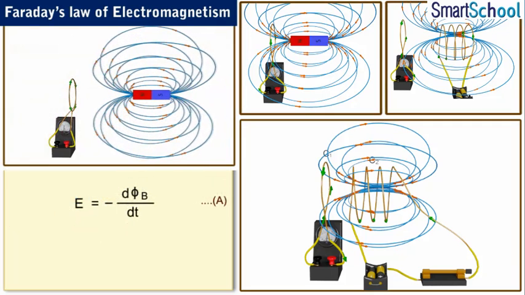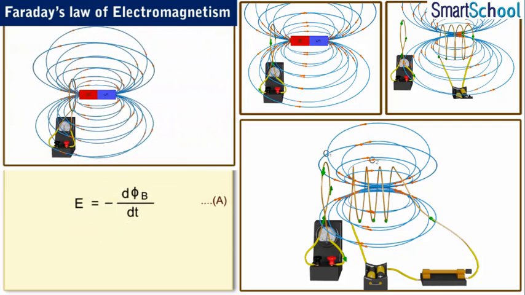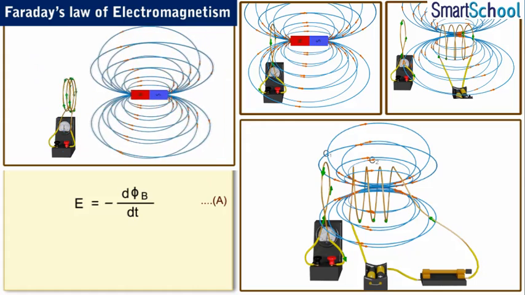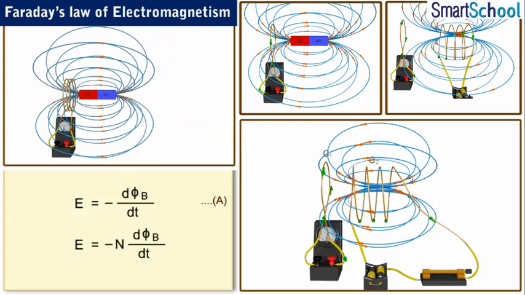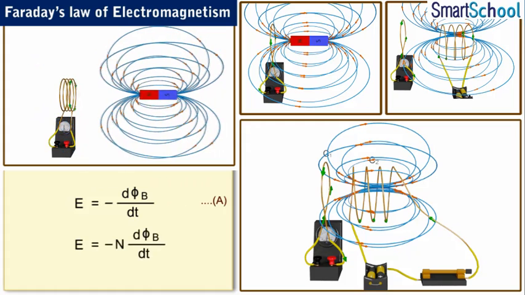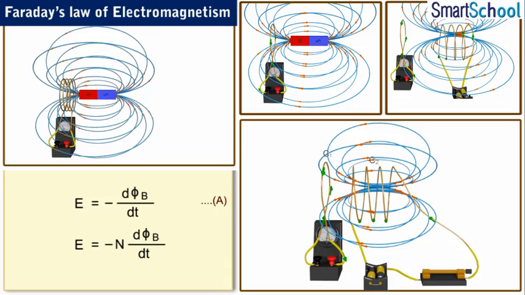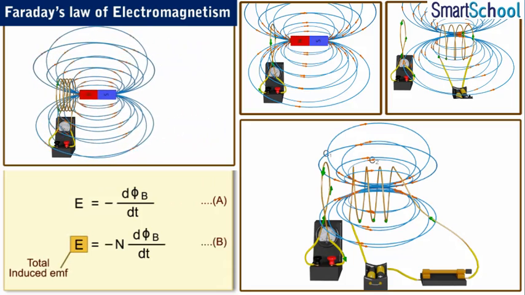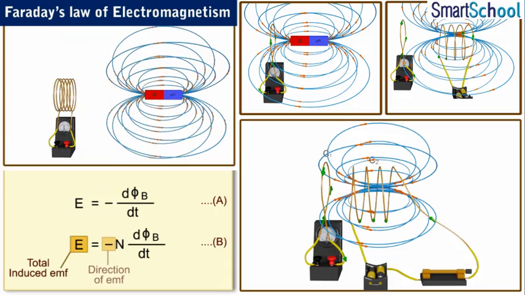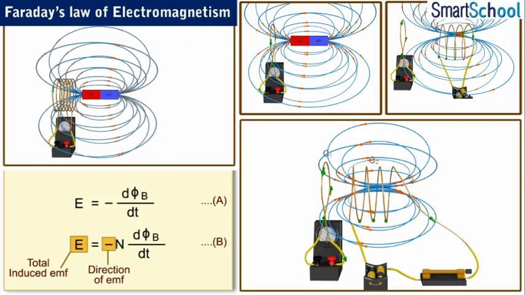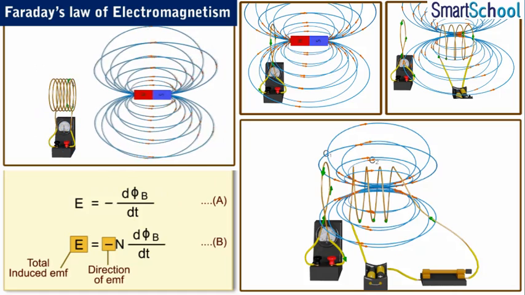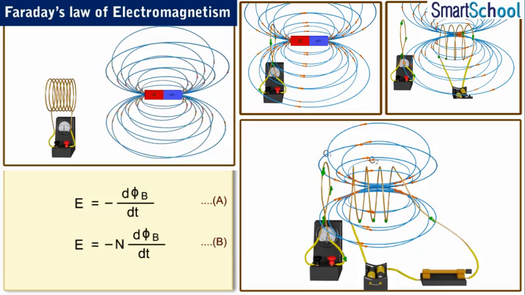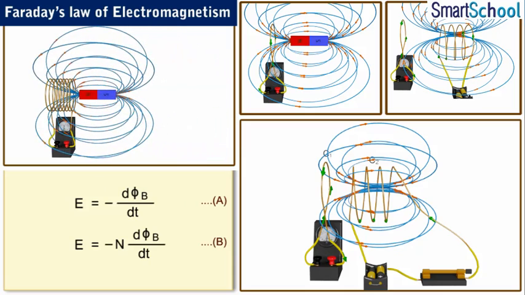When n number of turns are closely wound to form the coil, the change of flux with time for each coil is the same, and we can write for the total induced EMF as E is equal to minus n into d phi b divided by dt. Let this be equation B. In this equation, E is the total induced EMF. The negative sign indicates the direction of EMF and hence the current in the closed loop. Therefore, the total induced EMF can be increased by increasing the number of turns, n, of the coil.